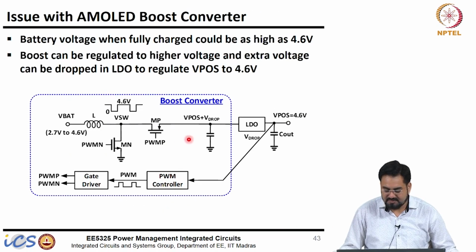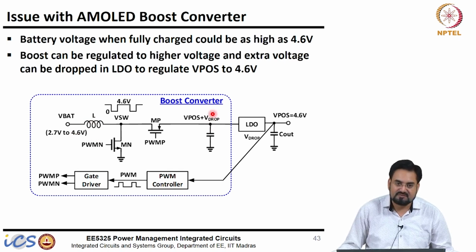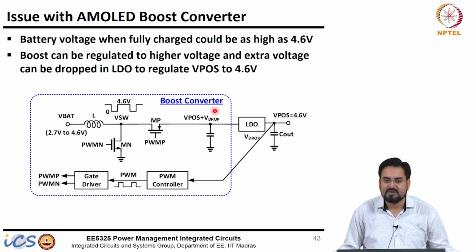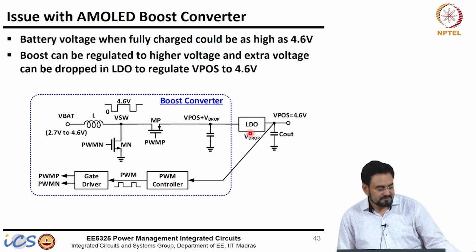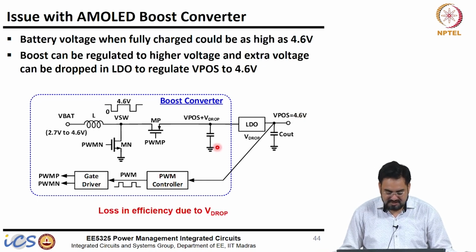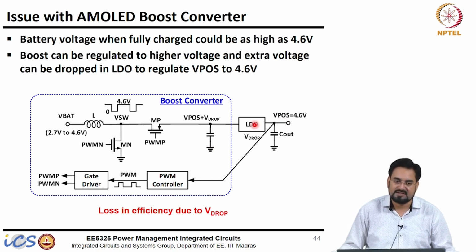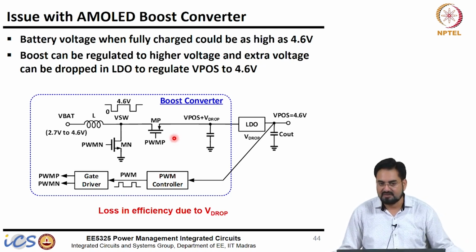That can be fixed by boosting this voltage again. We know that we can always boost it higher. If it is 4.6 volt, we can easily achieve more than 4.6 volt. Let us say you make it 4.7 and drop 100 millivolt in this LDO, just like we were doing for the LCD, if you remember. So you can get 4.6 volt easily. This will obviously have some loss in efficiency due to the dropout voltage, but you have to live with it because that is the only way to regulate the output.